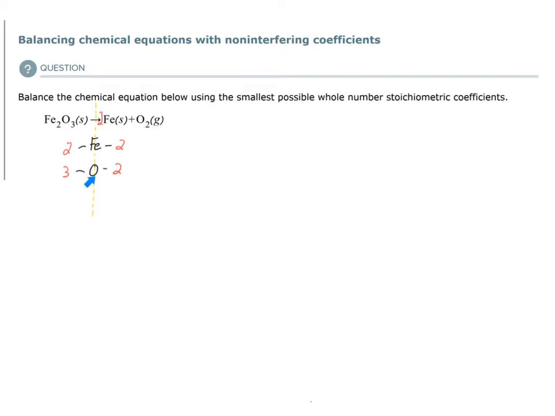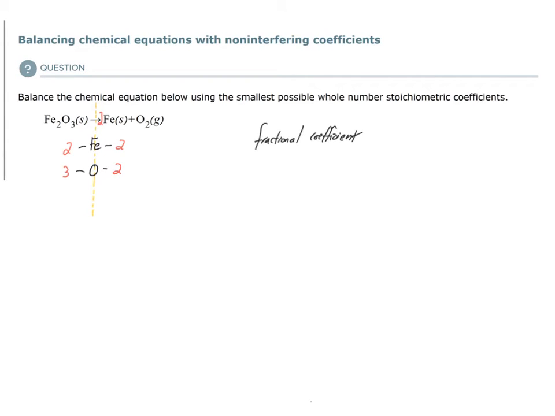But oxygen is not yet balanced. What do we see? I have 2 oxygen atoms on this side and 3 on this side. Well, in order to balance this oxygen, what we're going to need is to use what's called a fractional coefficient.